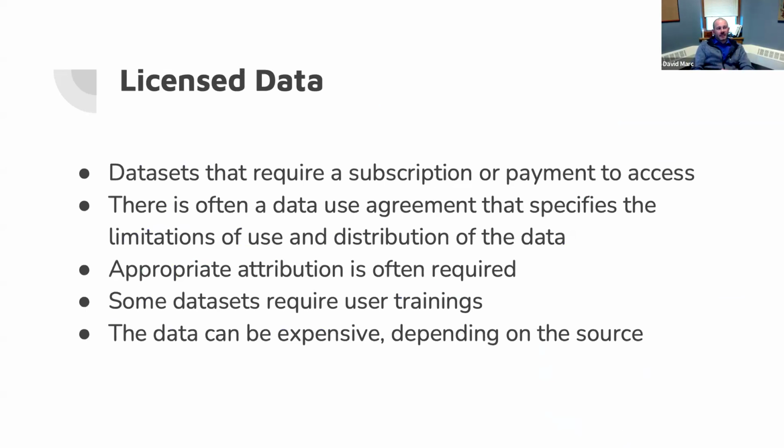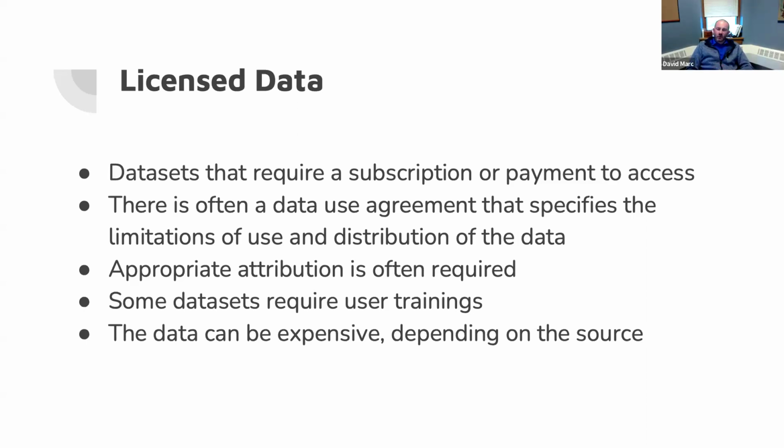Okay, license data is another subset of data. This is data that requires a subscription or a payment to access. So it might be public data, but it's restricted, right? You might still have to pay to gain access. Or they might have some of their data that's open, or you might just have the data in aggregate form accessible. But to gain full access to the raw data, you have to pay.